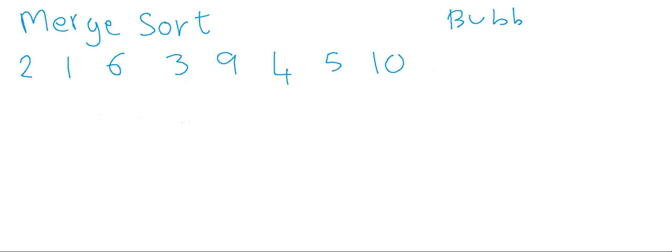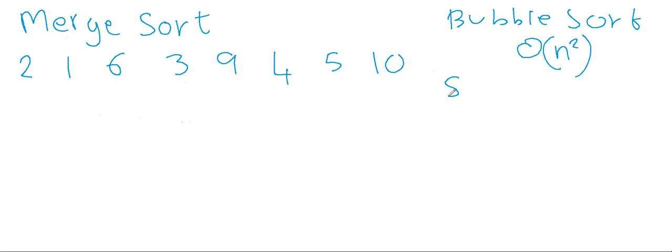Suppose you are given an array 2, 1, 6, 3, 9, 4, 5, and 10. And you need to sort this array. So there are other algorithms to sort this array. One is bubble sort, but the problem with the bubble sort is the time complexity of bubble sort is O of n square, which is too much.